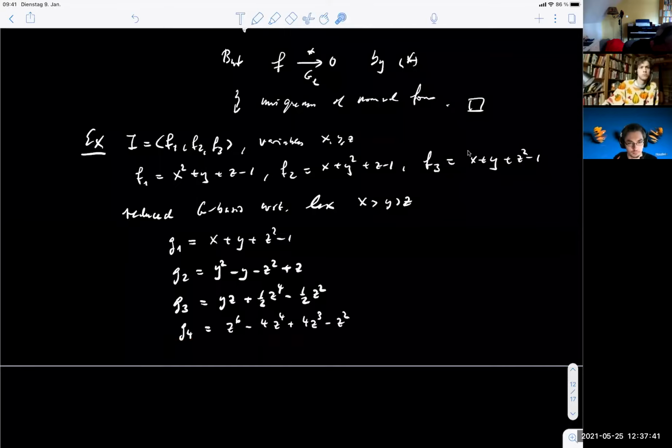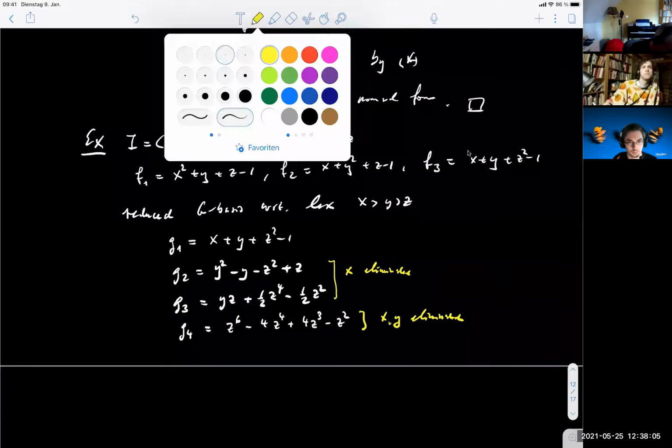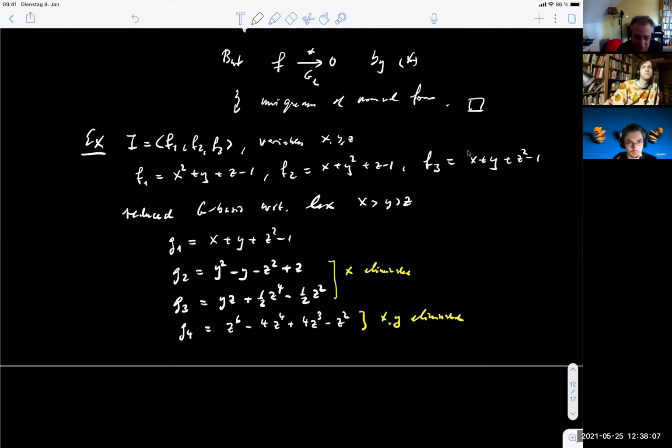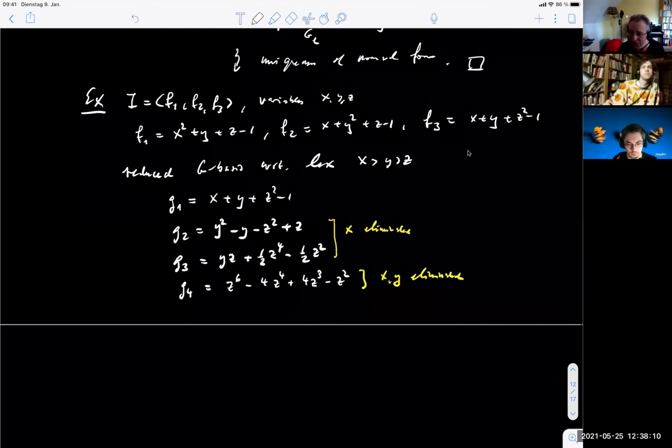So we can see, maybe I can write in color, the first one depends on x, y, and z. The next two do not contain x anymore. So I can say x is eliminated. And in the last one, x and y are eliminated. So it's a concrete example. The concrete numbers are not important. You will see the general principle.